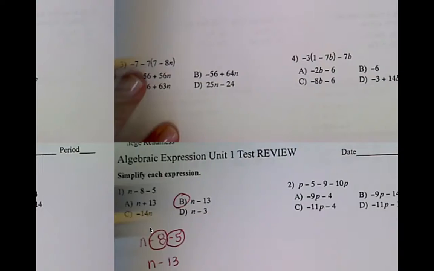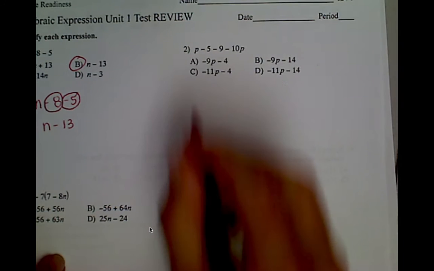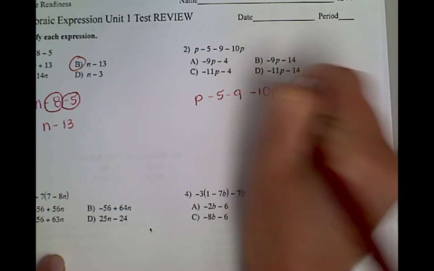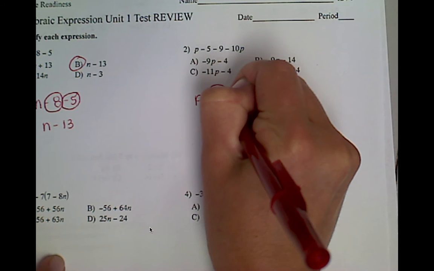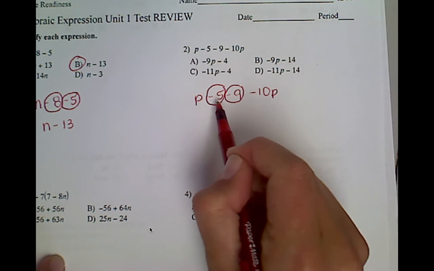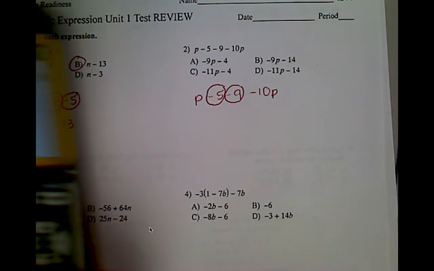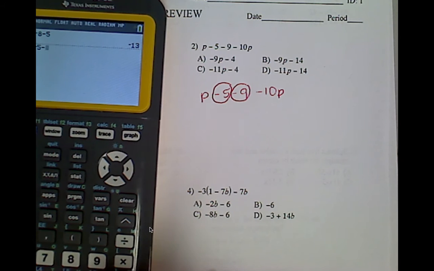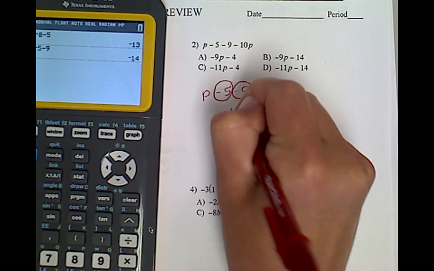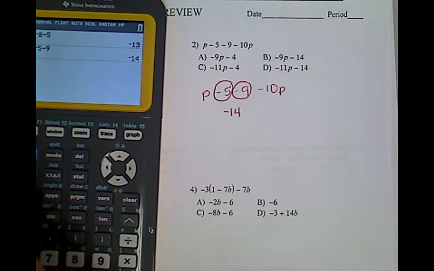Okay, use your calculator. The next one, we have p minus 5 minus 9 minus 10p. Once again, I'm going to circle the pieces that are like terms, and I circle the sign that precedes it. So if I see negative 5 minus 9, that's going to give me, once again, a negative 14.